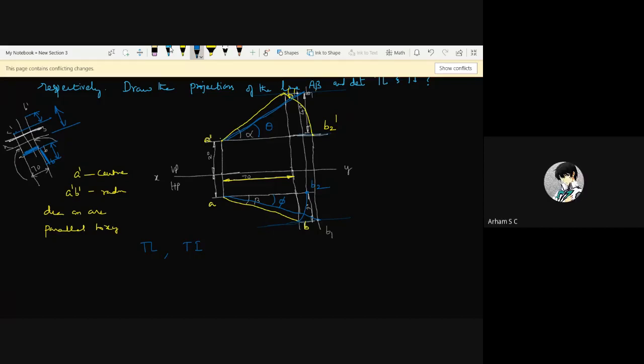Sir, alpha is 30 degrees. Okay, good. Beta is 24 degrees. A dash B dash is 80 mm and AB is 76 mm. And he is asking the true length also. What is the true length of the line? That is A dash B1 dash. Theta is 28 degrees. And phi is?